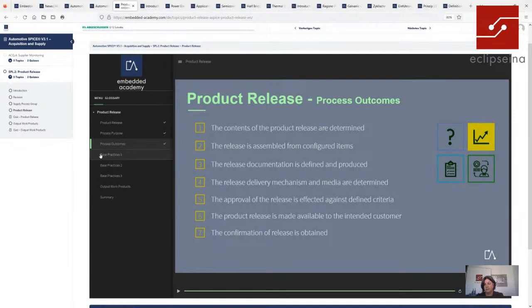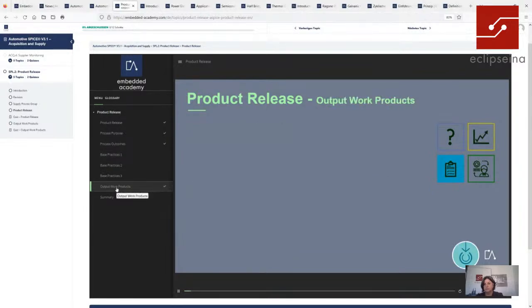The next step, how these can be achieved, are the base practices. Here it's more content, which is why it's split over 3 pages. And then as a result, you have the output work products. There I want to go. Products arise within the framework of product release.